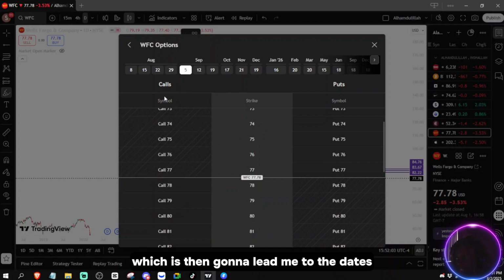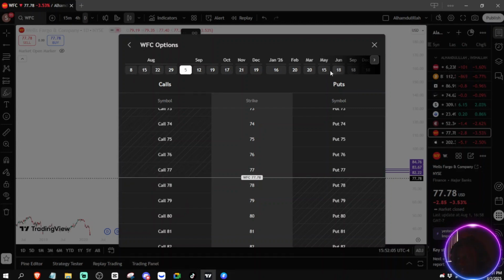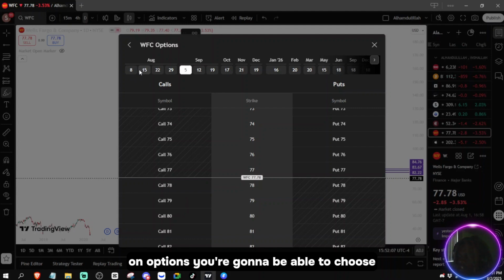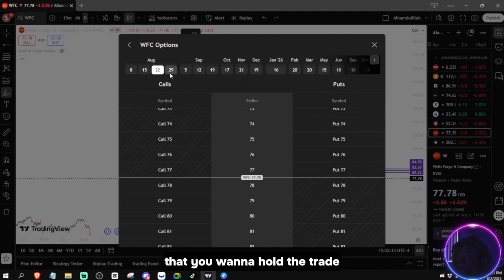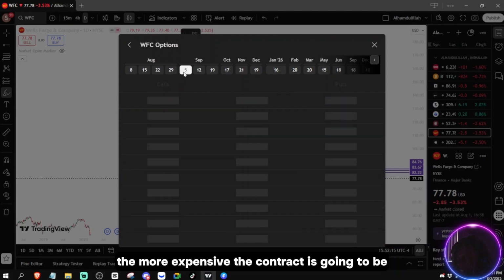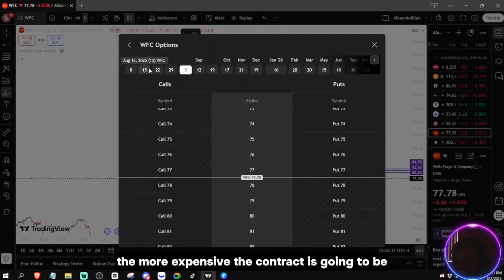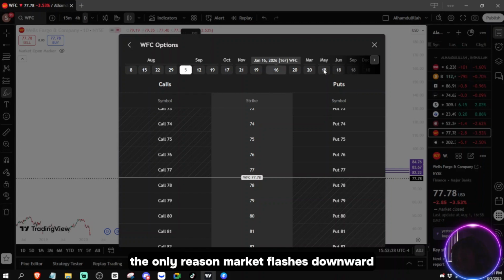Which is then going to lead me to the dates at the very top. On options, you're going to be able to choose how long you want to be in your trade. And the longer you choose to hold the trade, the more expensive the contract is going to be, because it's more likely that the price will get hit over time, especially in the call scenario, because the goal of the market is to go up. The only reason the market flashes downward is to just come right back up.